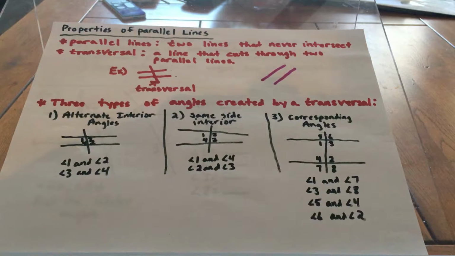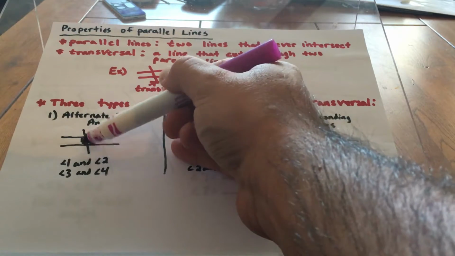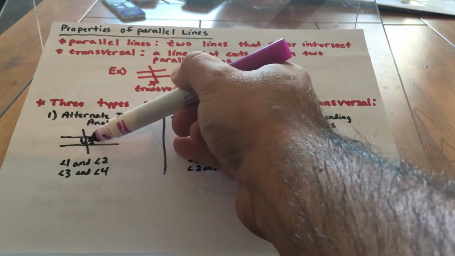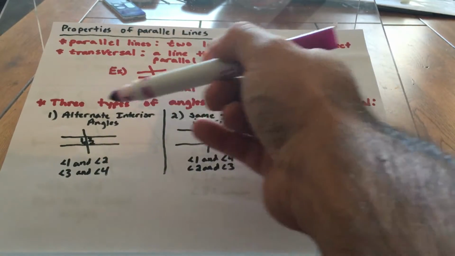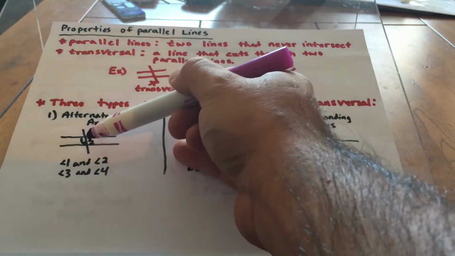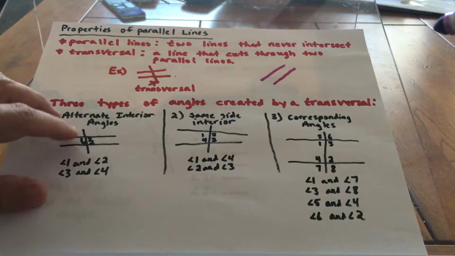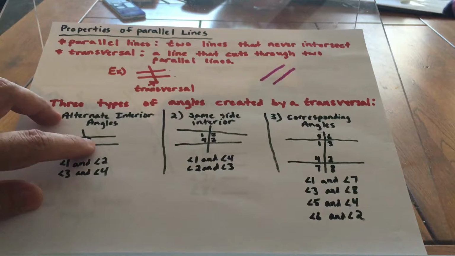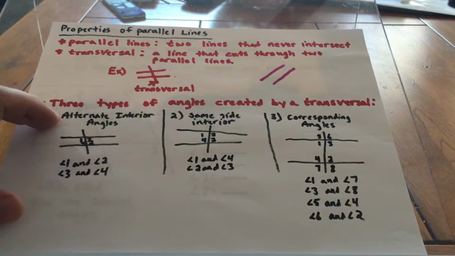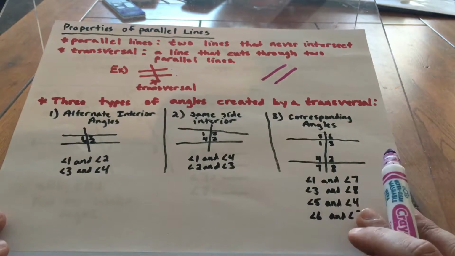All right. So when we have a transversal, there are three types of angles created by a transversal. We have what's called alternate interior angles. So we have this line cutting the parallel lines. We have 1, 2, 3, 4. I know it's hard to read, but these are interior angles, inside. Think of interior as being inside the lines, and they're alternate, so they're on either side of the line. Okay, so 1 and 2 are alternate interior angles. This angle up here, 3 and 4, are also alternate interior angles.